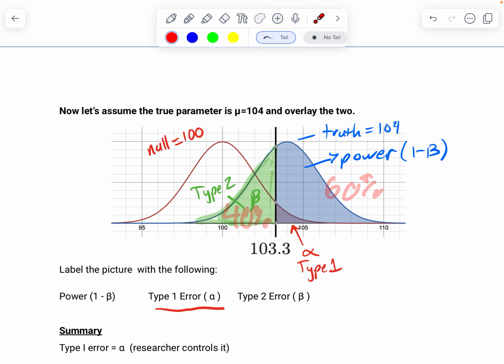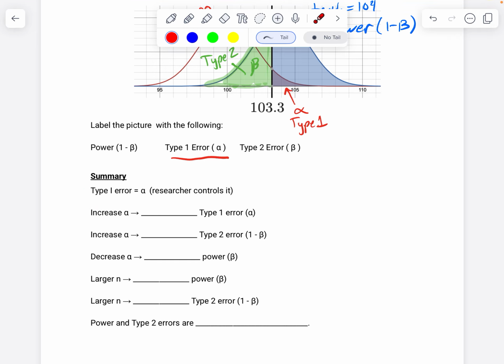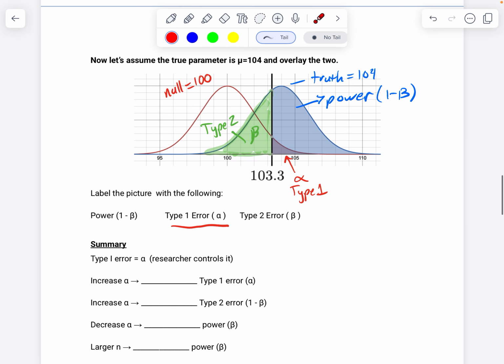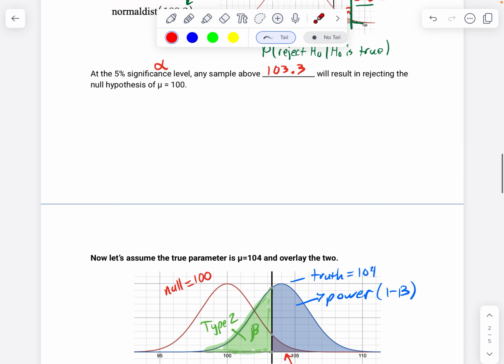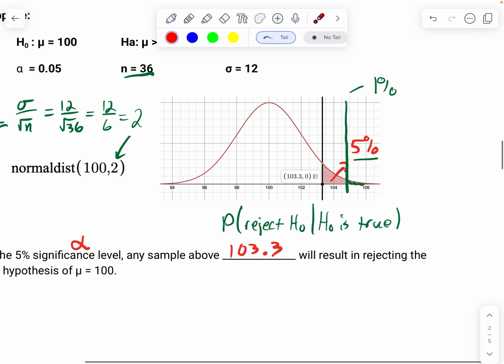Let me then go into these what ifs down here, and I'm going to go back to actual Desmos and play with it a little bit, filling in these blanks. So first of all, the type 1 error is alpha, and I think what helps you understand this is it is completely decided by the researcher. They control it, they set it to be whatever they want it to be. It was this original one up here.